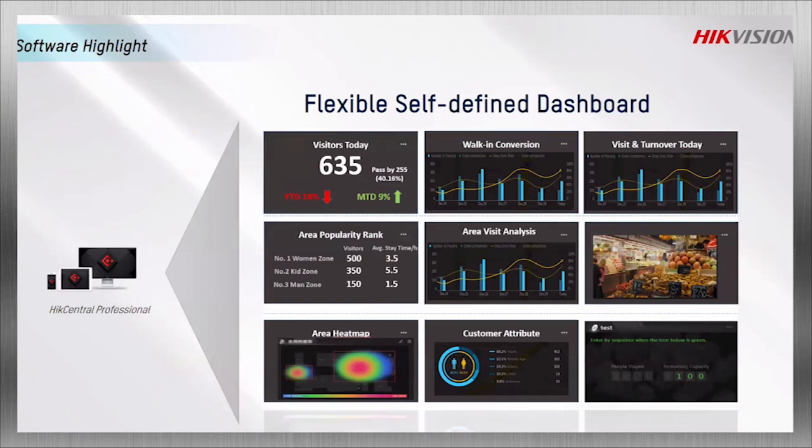And there are different kinds of dashboards that I mentioned we can have on the software Hik-Central, which will be much more flexible. Like we can have the visitors of today, with comparisons to the past month average, the conversion rate, the visitor numbers and the turnover. We can have a ranking list of the most popular areas, heat maps, and also the customer attributes. All these metadata or reports are analyzed by the BI, and this kind of report will help the managers and operators to take action and improve the business.